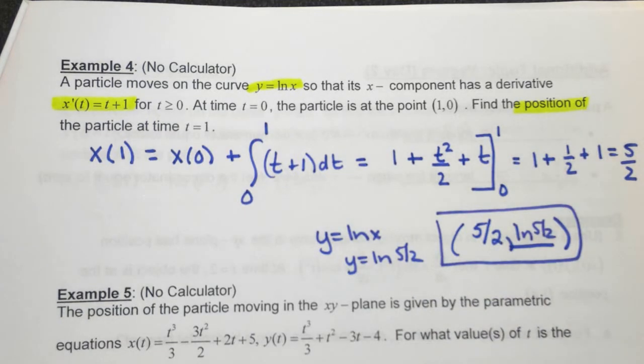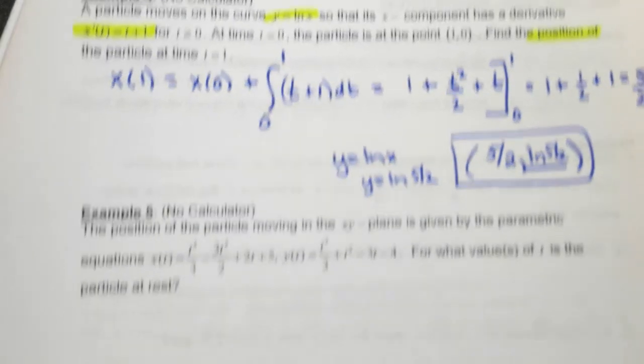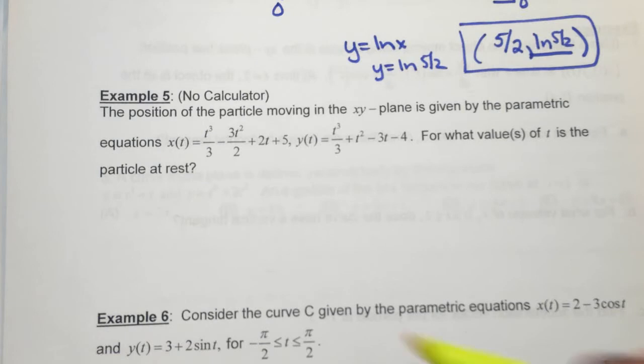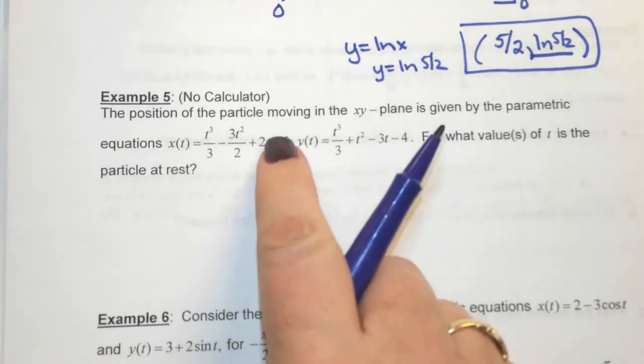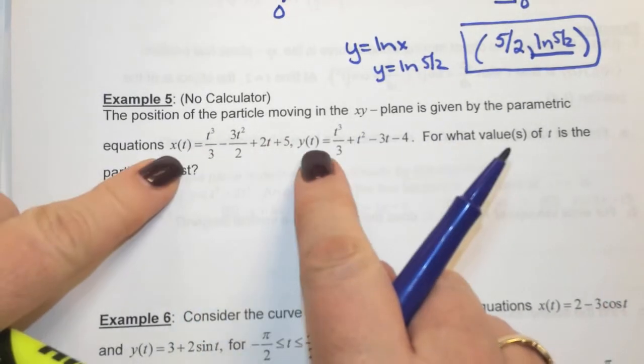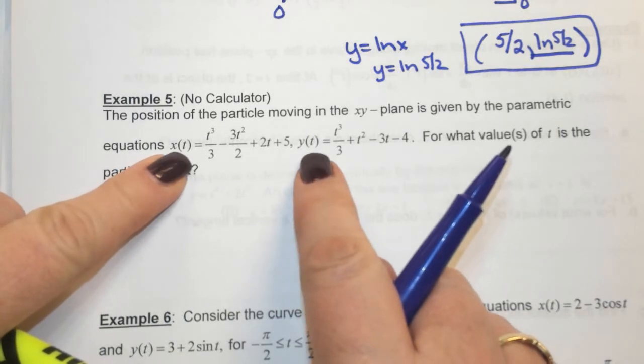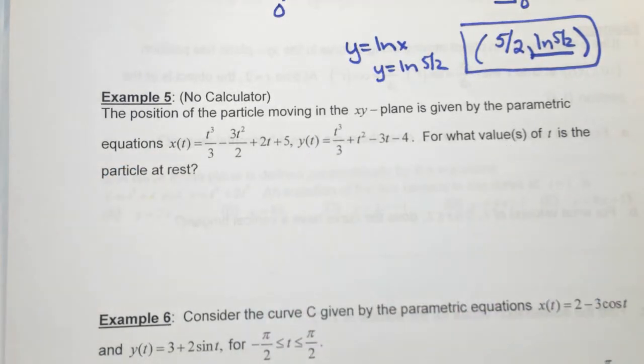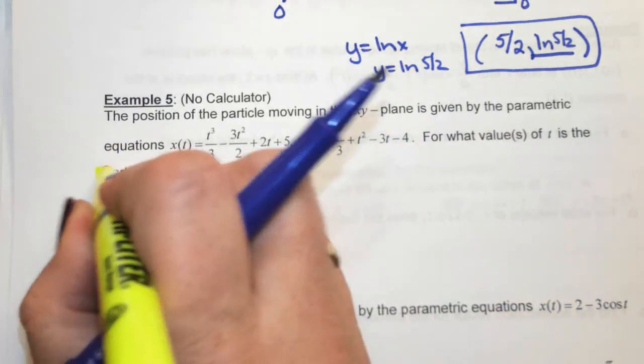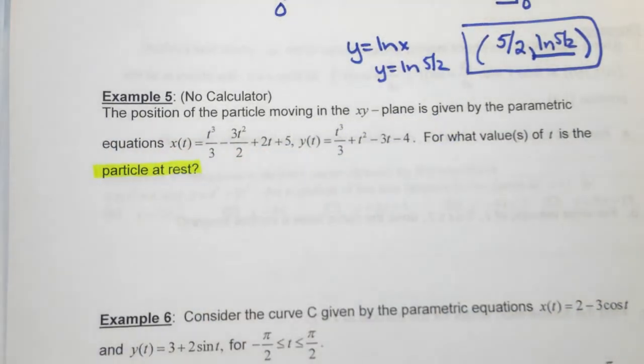So any questions on that one? It's been a while since we've done those initial condition problems. So let's take a look at another example. The position of the particle, and again, notice they're giving you position, always pay attention to what they're giving you. For what value or values of t is the particle at rest?